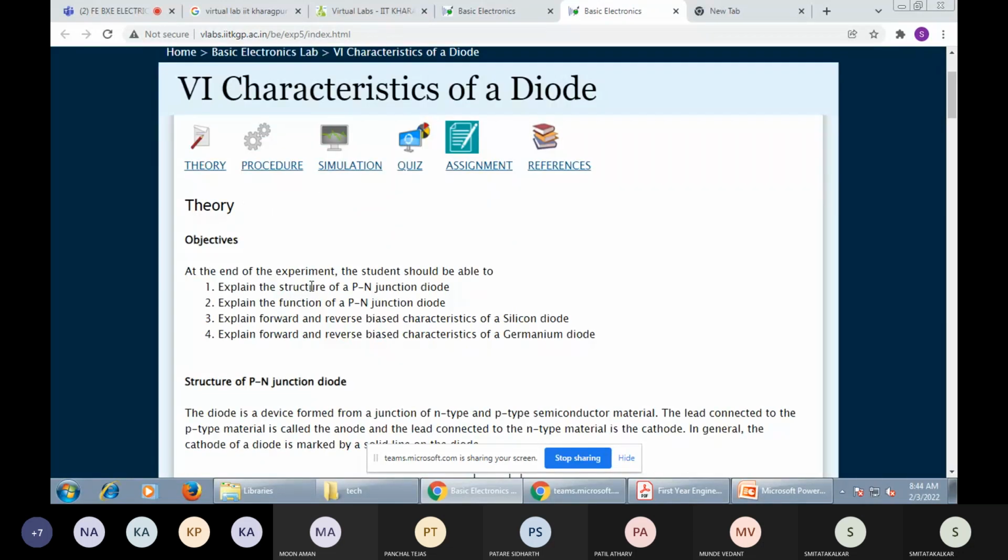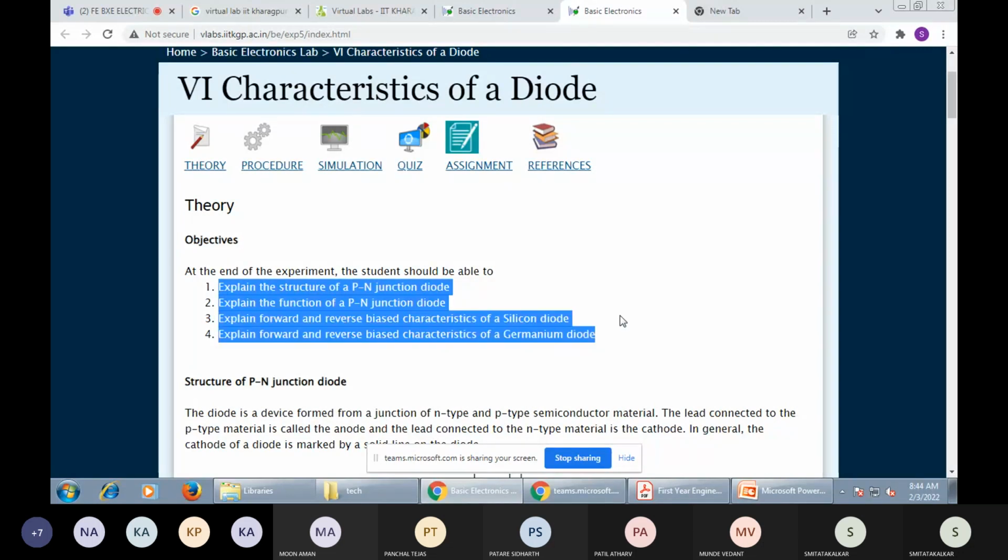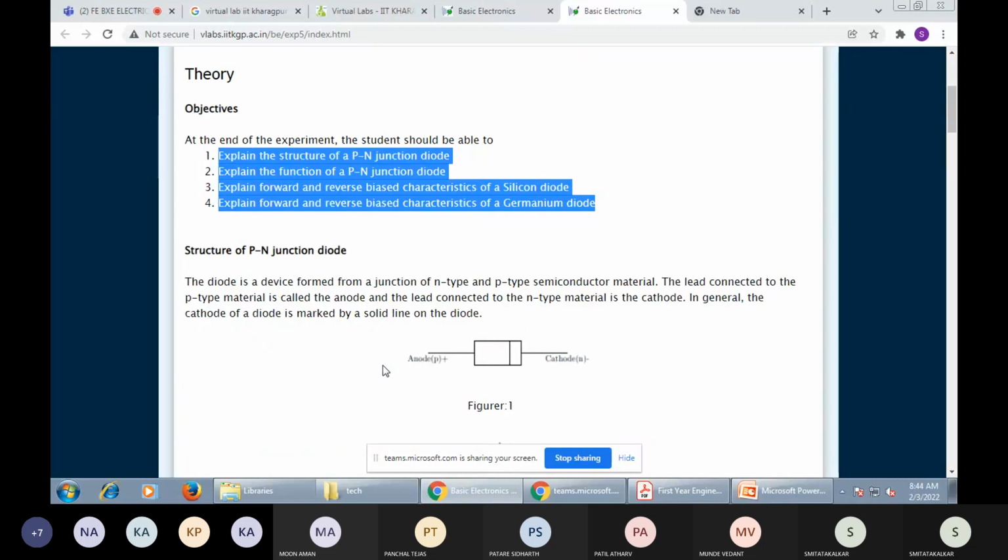Experiment number 5. See here the objective. There are four objectives. One is the structure and function of the PN junction diode. It works in forward and reverse bias. The forward and reverse biased characteristics are the voltage and current characteristics. And the last point, forward and reverse characteristics of the germanium diode.